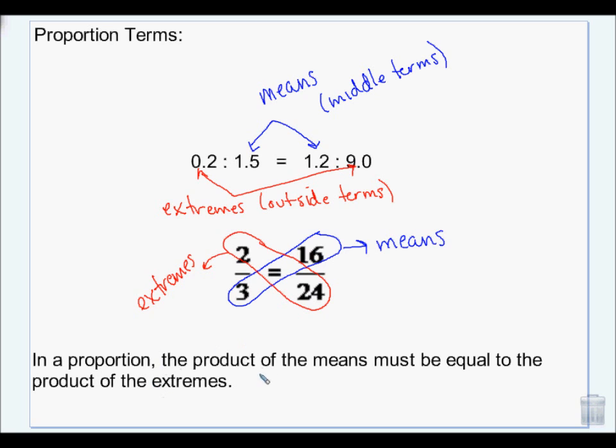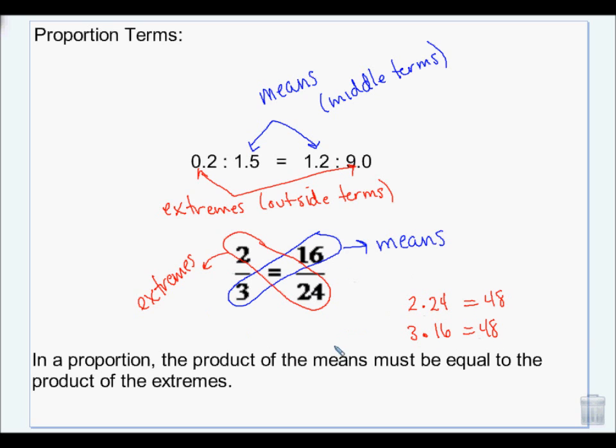So the product of the means must be equal to the product of the extremes. These are my extremes, so I cross multiply. These are my means, so I cross multiply. For this to be true, 2 times 24 has to equal 3 times 16. Well, 2 times 24 is 48, and 3 times 16 is 48. So this is true.